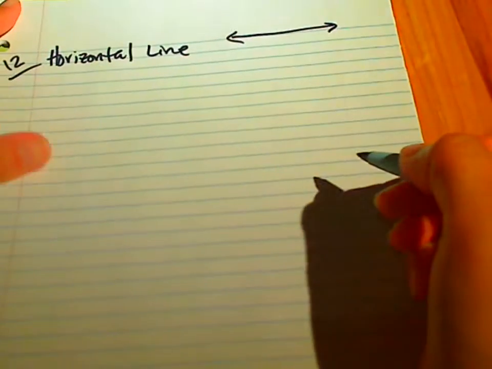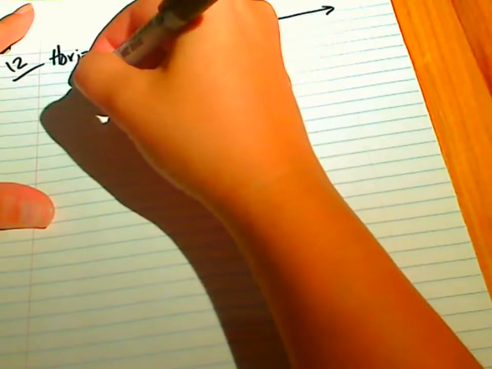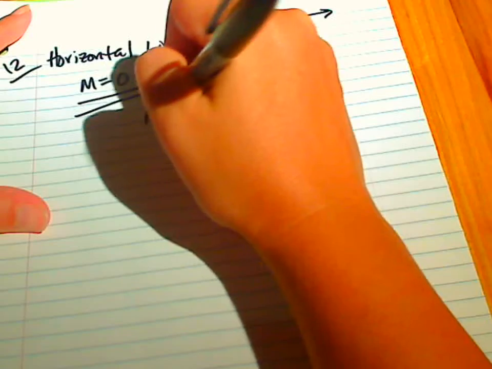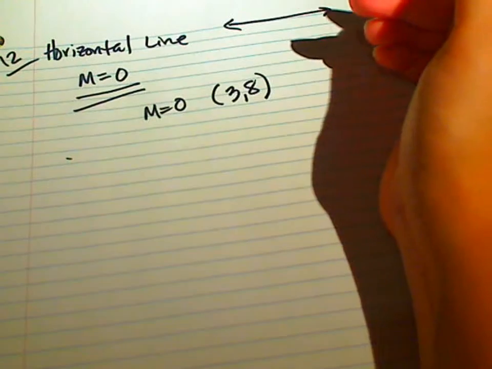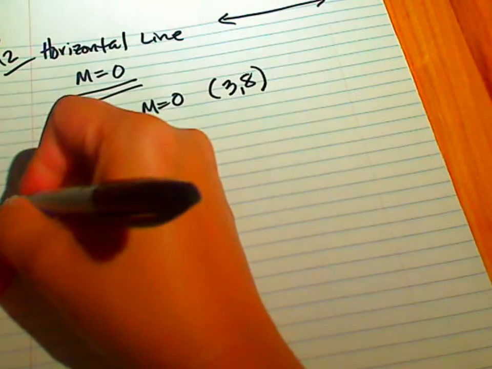Now number 12, there's a key to this. A horizontal line goes completely flat side to side, just like the horizon. Anytime you have a line like this, the slope is 0. It's not rising at all, it's not falling at all. So this is the key to this one. You need m equals 0, and you're going to use the 0.38 they gave you in the problem, and you can plug it in exactly like I did and finish it off. So go for that and finish that one off.